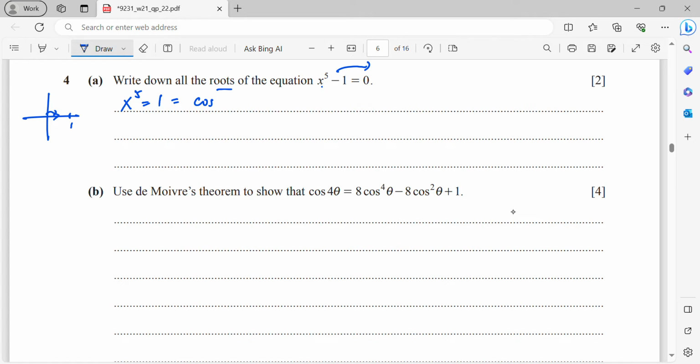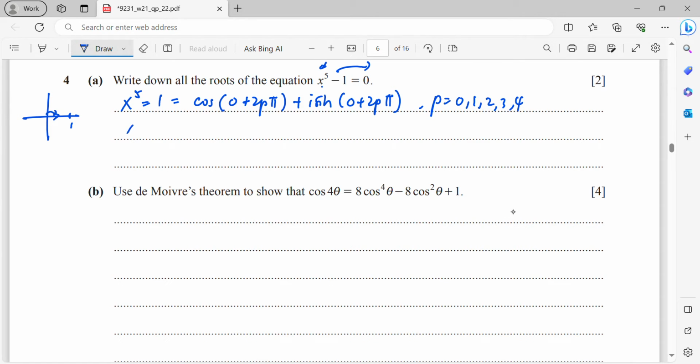So if I express it in the polar form, it will be cos 0 plus i sin 0. But since it is degree 5, we need to generate 5 roots. So you have to add 2p pi. Otherwise, you can't get 5 roots. Whereby p equals 0, 1, 2, 3, and 4. So these are the 5 different values of p to get 5 roots.